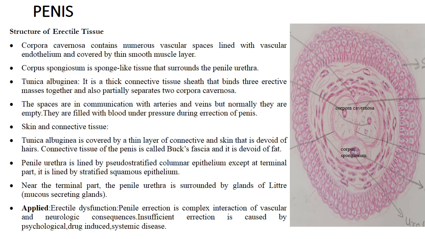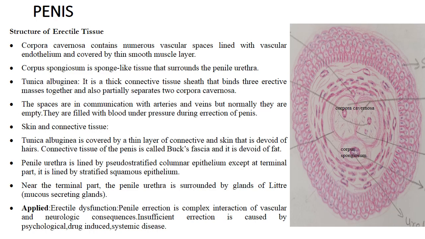And the applied importance of penis is erectile dysfunction. Penile erection is a complex interaction of vascular and neurologic factors. Insufficient erection is caused by psychological or some drug induced causes or it can be due to some systemic disease also. Blood supply of penis is very important. It has superficial or dorsal artery of penis which branches and perforates the tunica albuginea and joins cavernous spaces.